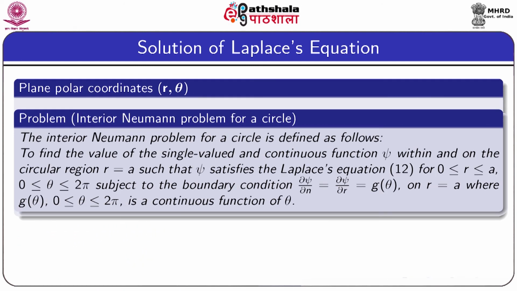Now, I am going to discuss the interior Neumann problem for a circle. For this case we have to find the continuous function psi which satisfies the Laplace equation together with the boundary condition where the normal derivative of the function psi is prescribed. So, we have to solve the Laplace equation 11 together with the boundary condition del psi del n equals to, for this case, del psi del r equals g theta, where g theta is some continuous function of theta.